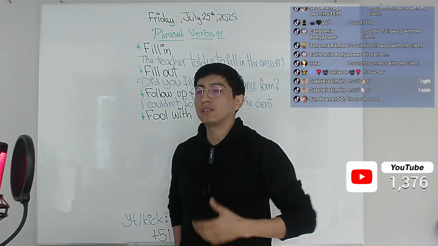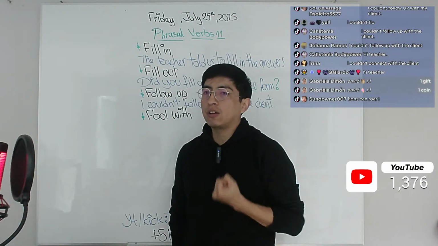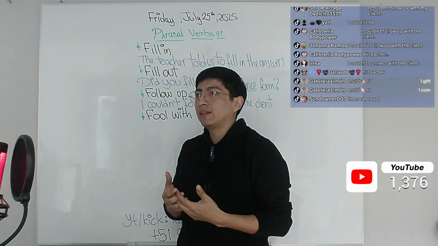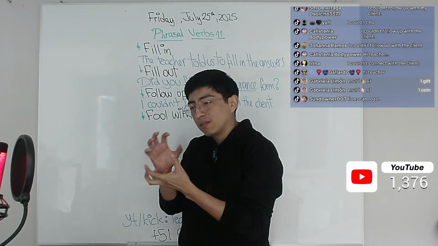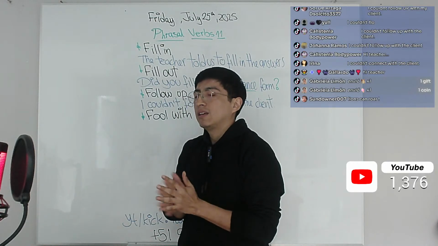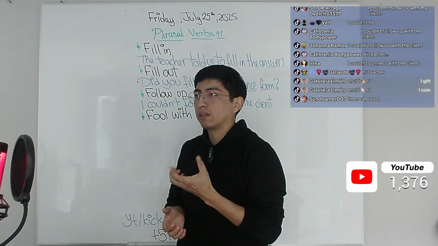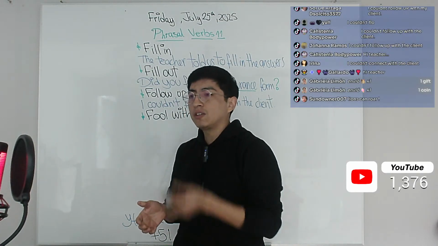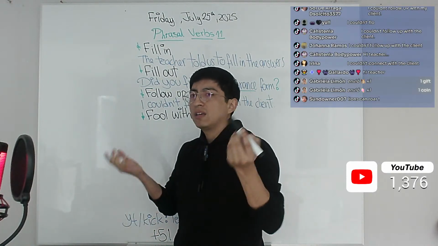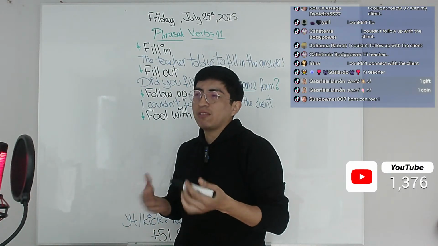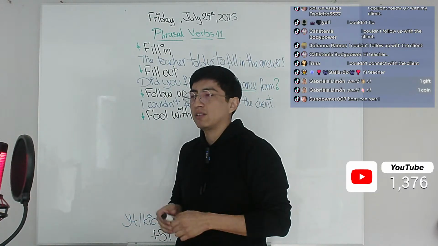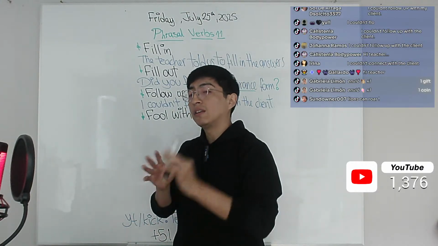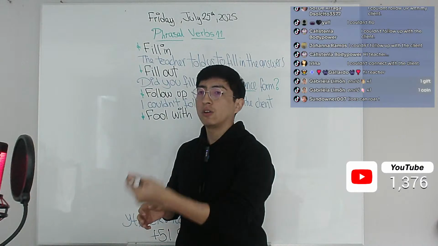Fool with. This is to play with something carelessly or maybe without understanding what this is. You can use this to play with something delicate, and then you start throwing it, doing something just for fun. So you can do something like this. Oof, I am fooling with the marker, for example.